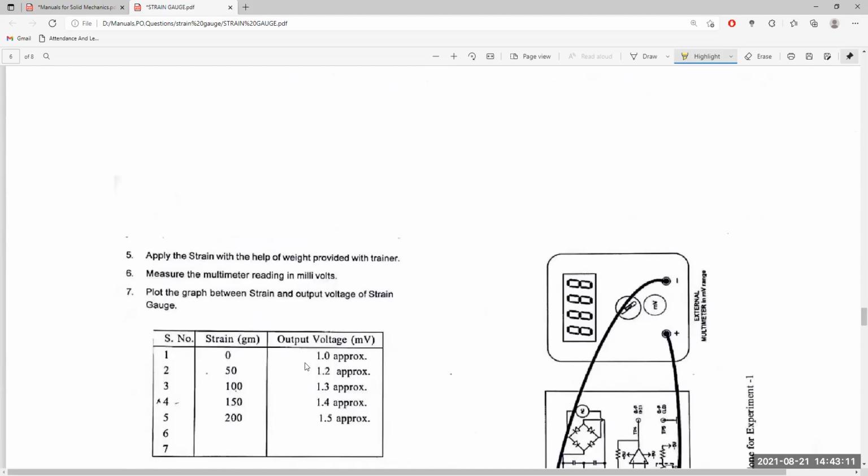Next, apply the strain with the help of weights provided with the trainer. Measure the multimeter reading in millivolts and plot the graph between the strain and the output voltage of the strain gauge itself. Serial numbers 1, 2, 3, 4. Strain given as load in grams: 50, 100, 150, 200. Output voltage: 1.0, 1.2, 1.3, and 1.5.